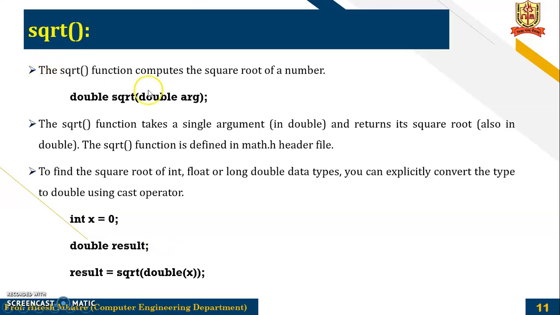Next comes the mathematical functions, where you require math.h as a header file. Starting with sqrt, this function will return the square root of a number. Say int x equal to 0, double result, say result equal to sqrt, then you convert this into double form. Whatever value you specify here, it will give you the square root and store the result in this result variable.